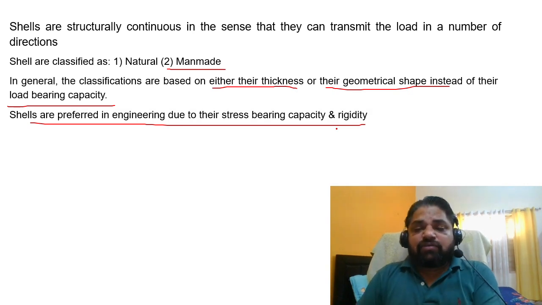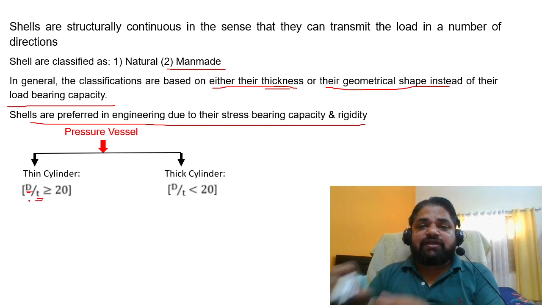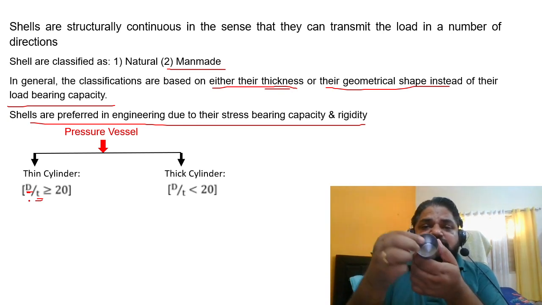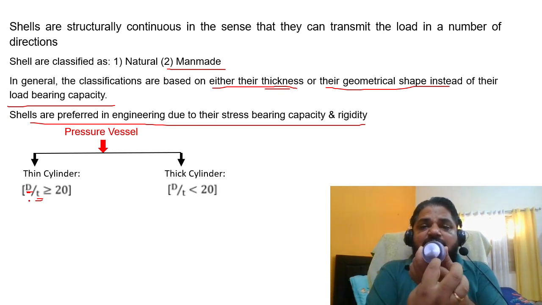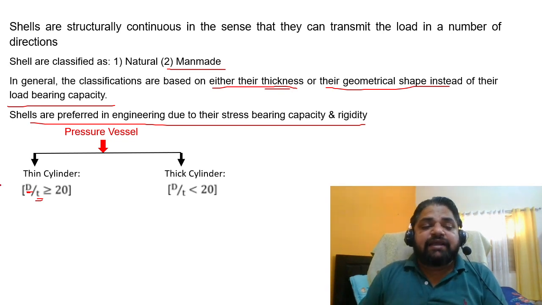Based on the thickness, the classification is like this: one is thin cylinder and another is thick cylinder. Just now, before the start of the initial conversation, I talked about D as well as t. The t is the thickness of the plate or shell we are talking about, or the sheet which is going to be made, and D is the diameter.